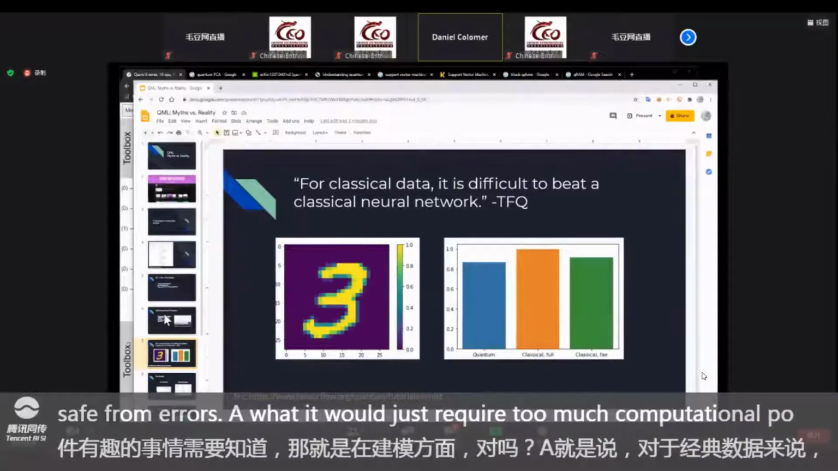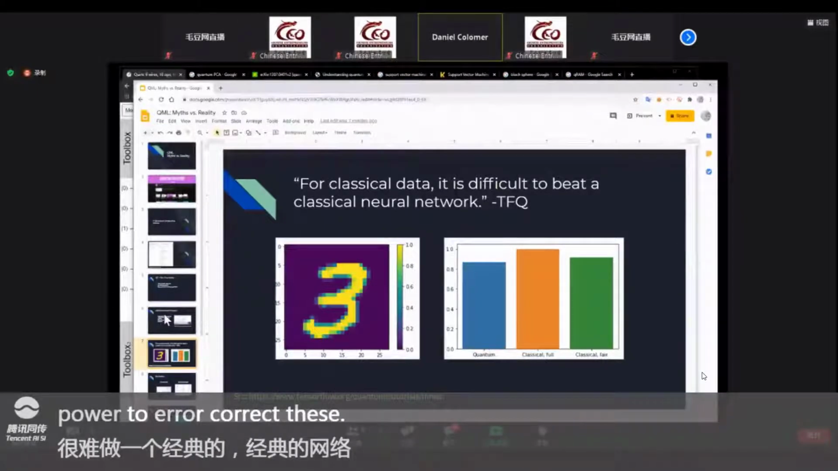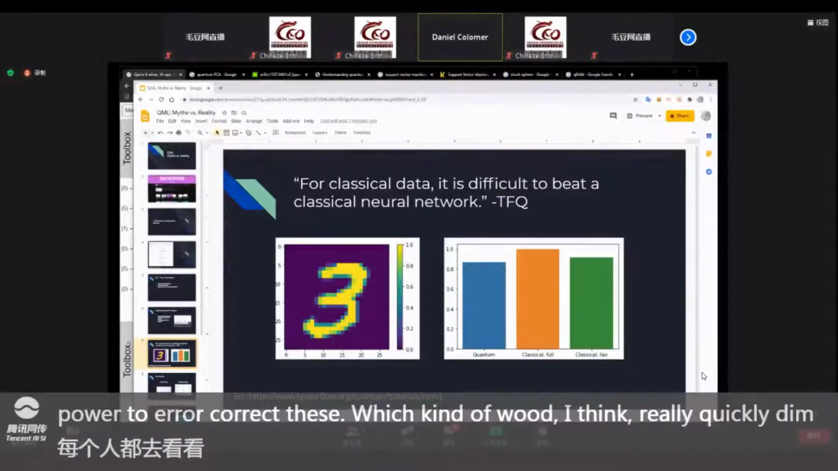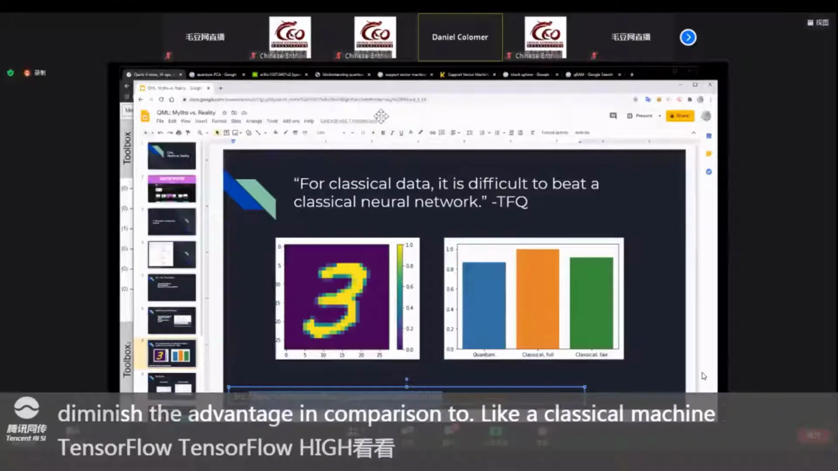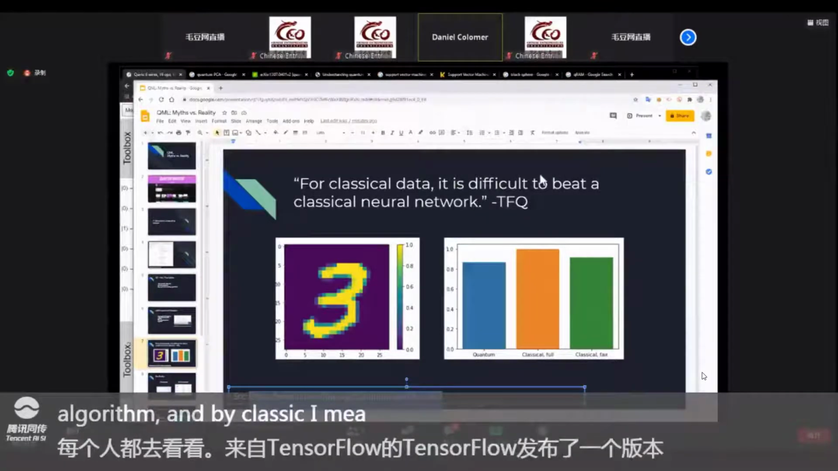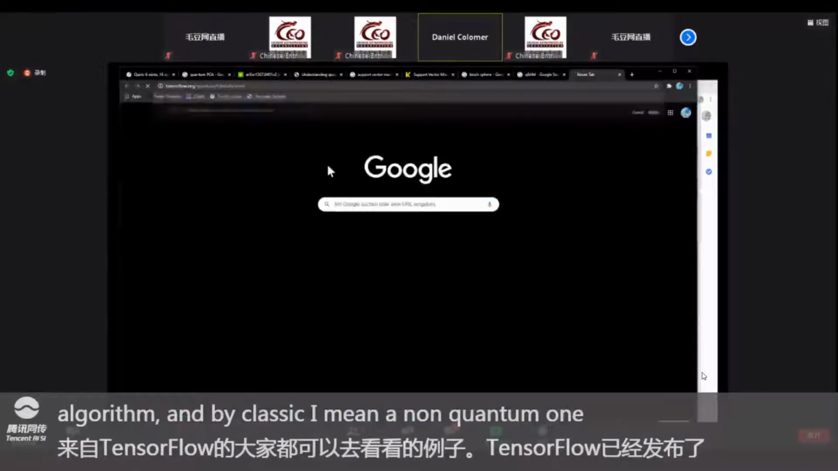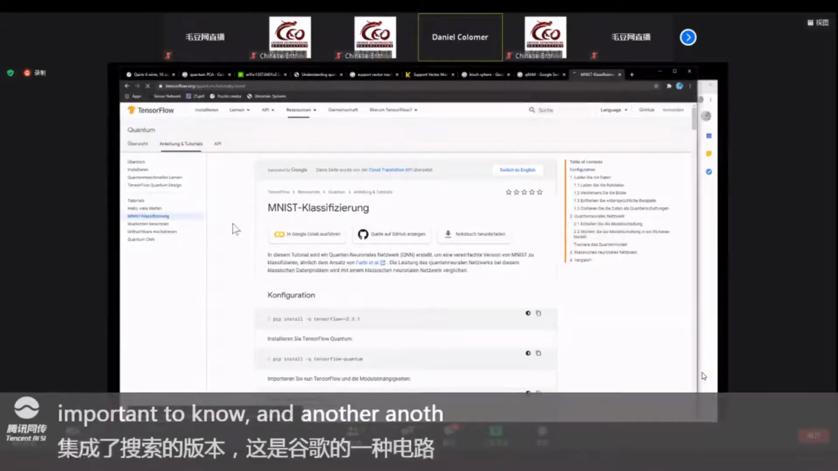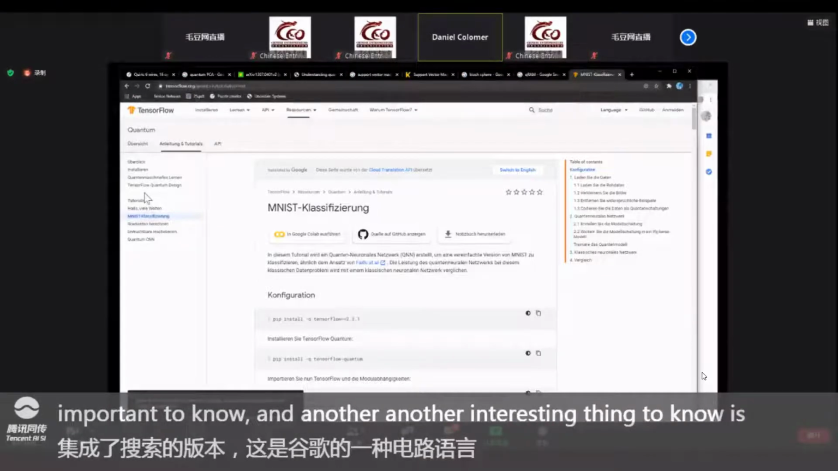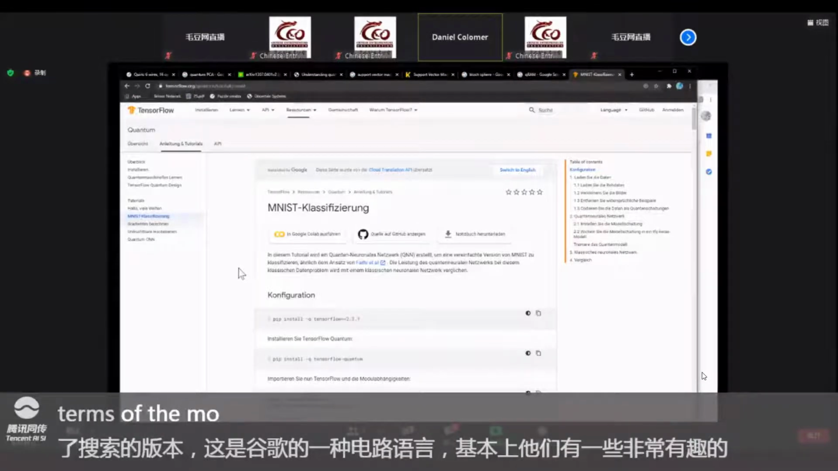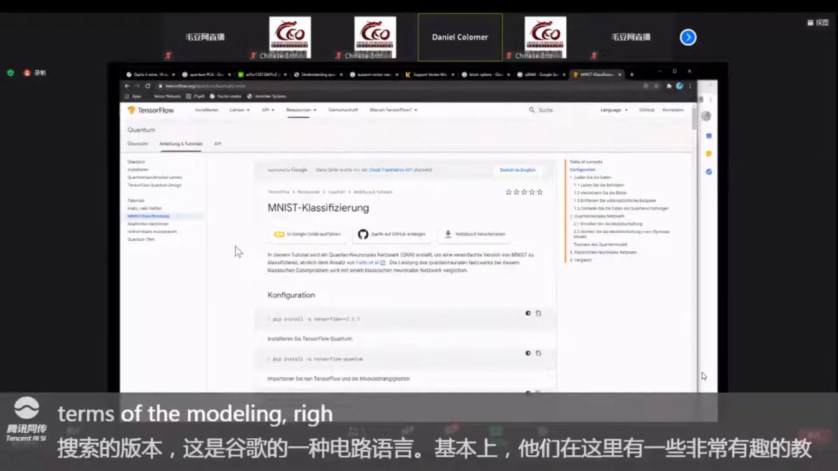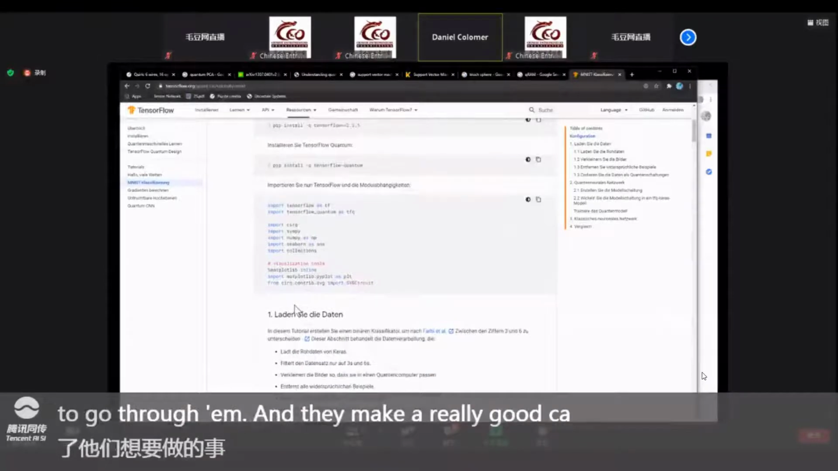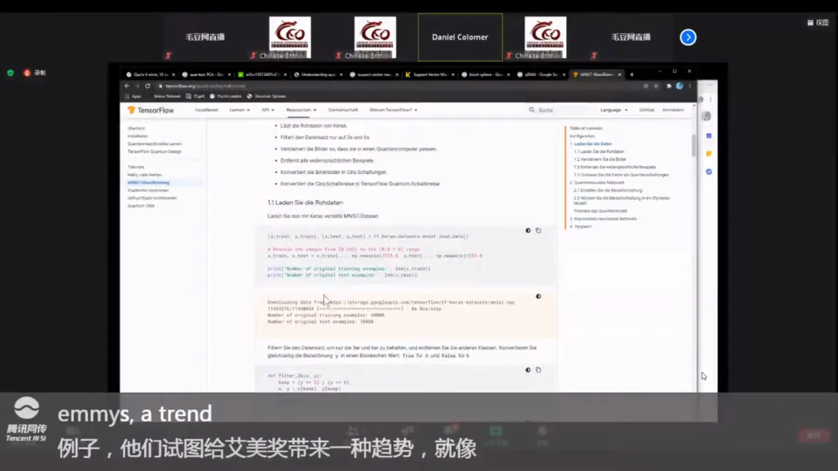So this is a really interesting example that I recommend everyone go take a look at from TensorFlow. TensorFlow has released their integration with Cirq, which is Google's circuit language. And basically they have some really interesting tutorials in here that I recommend to everyone who wants to learn about this. And they make a really good case: they try to train a quantum neural network for the MNIST data set.